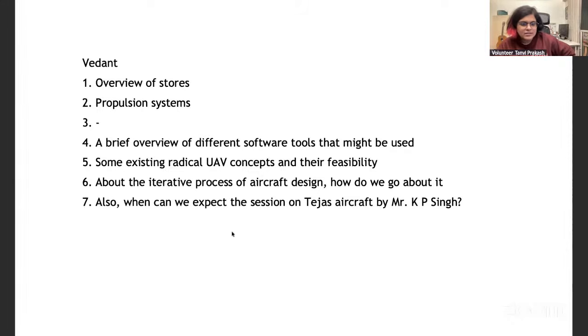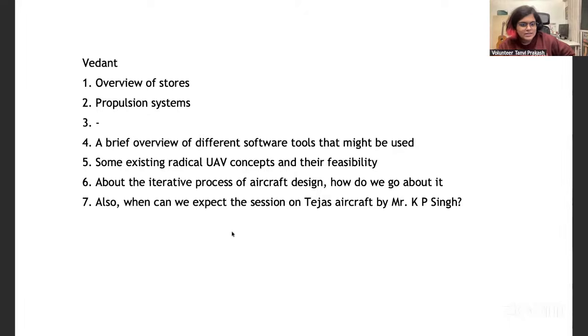Now, the 6th question is about the iterative process of aircraft design. How do we go about it? See, you have been given the DCE paper and you've already got a flavor of how the formulae are iterative in nature. So please use that. And the lecture notes have also been recommended in previous webinars. The videos are available online. So there's enough material out there on how to go about it. So please use all these resources. If there's something specific you want to know, let us know and we can maybe have some webinars about it.